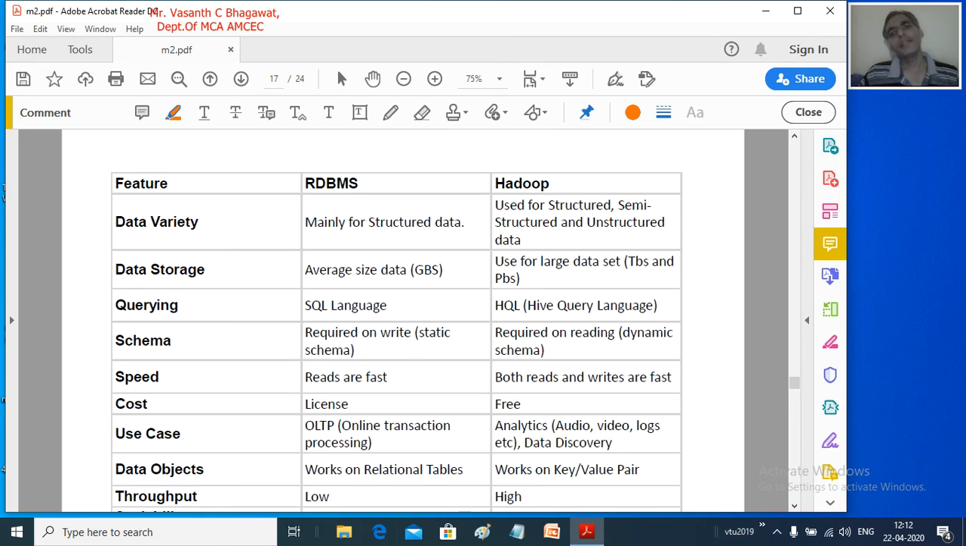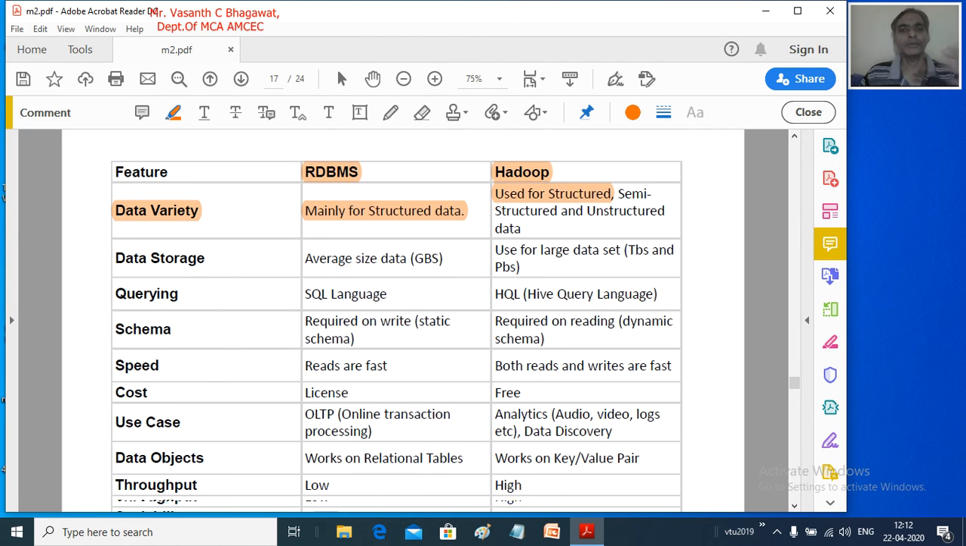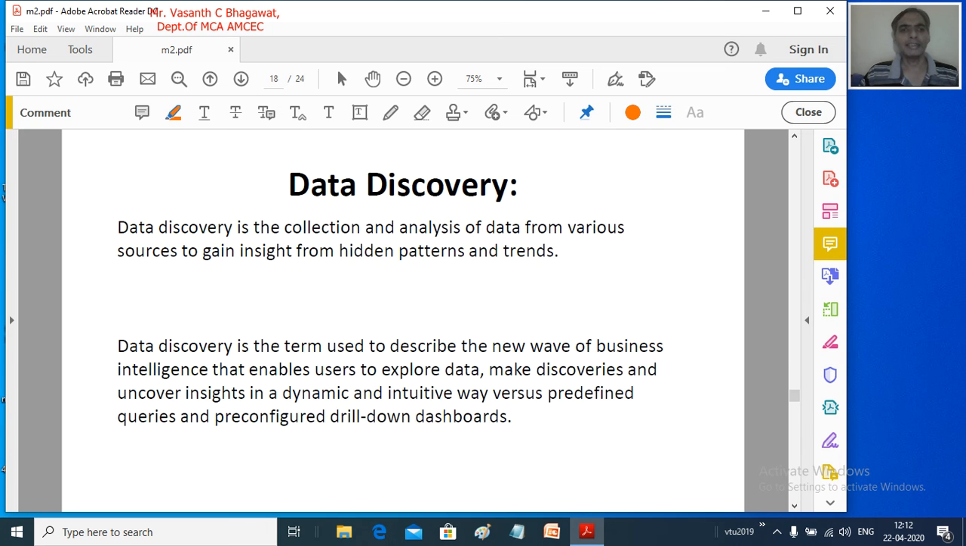These are the various features. Based on the features, we have tried to differentiate the older approach, that is RDBMS, and the latest big data approach, that is Hadoop. The same thing has been given in one particular table, so you can look into the transcript later.